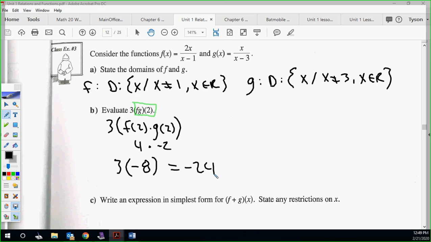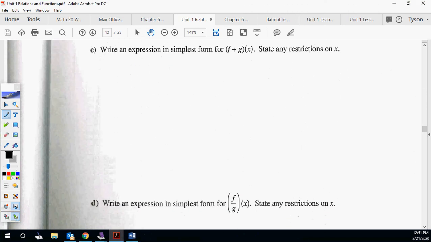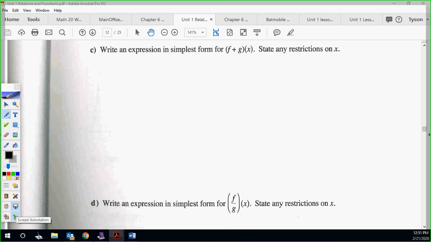Then we're going to try to add these guys. And it does get a little bit messy. Back to your rational equations from 20. So we're going to go 2x over x minus 1 plus x over x minus 3. Remember, if we want to put these together with addition, because we're doing f plus g, we want to simplify it. We want to get these as one fraction. So how do we do that? Common denominator. Good.